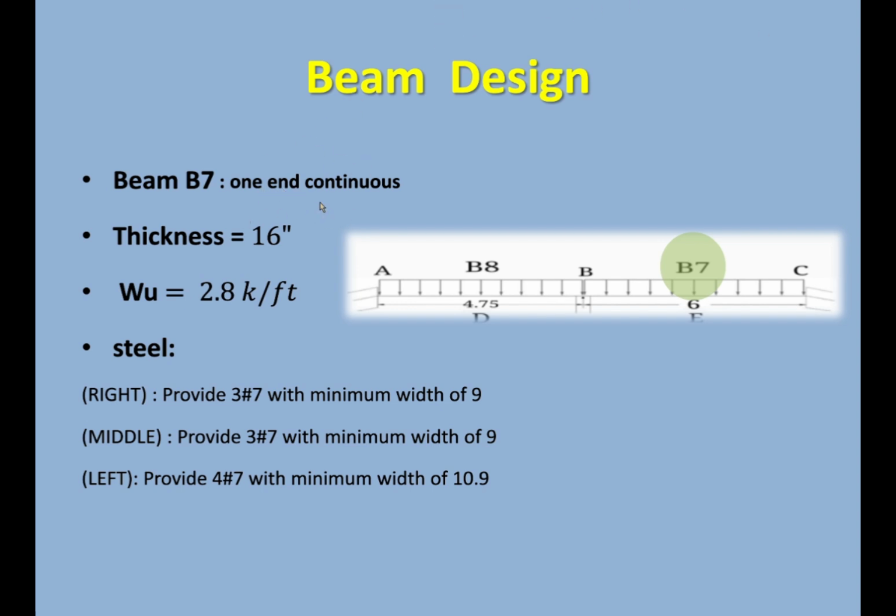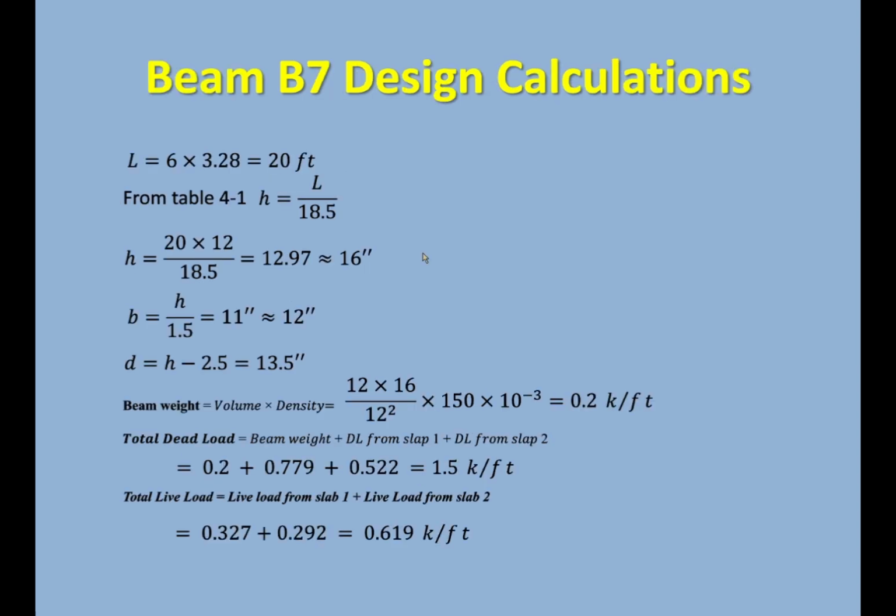And for this section, we chose the beam B7, which is one end continuous. Of course, beams B7 and B8 are both one end continuous, fixed at the ends. And we got the thickness to be 16 inches and the ultimate load to be 2.8 kips per foot. So now we will go to the calculations. For the length of the beam, we took 6, which is in meters, and we multiplied that by 3.28 in order to get it in feet, and we got that to be 20 feet.